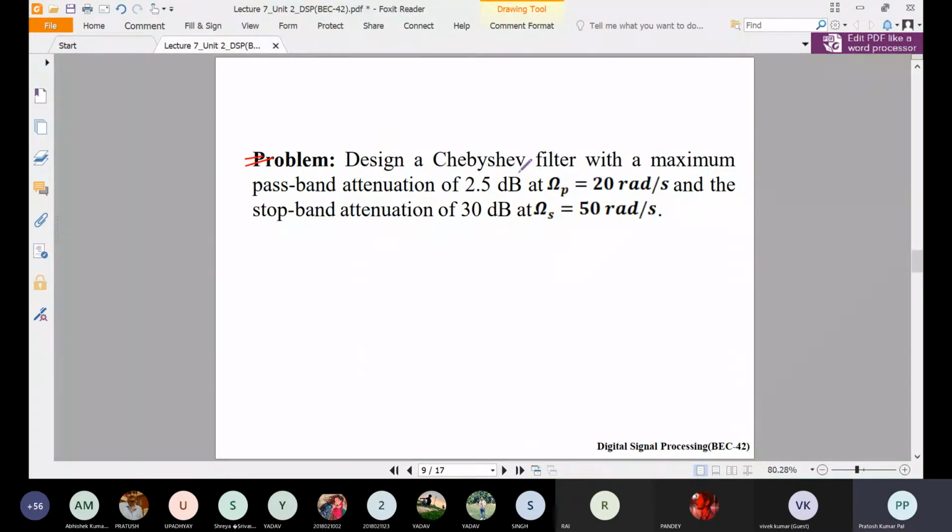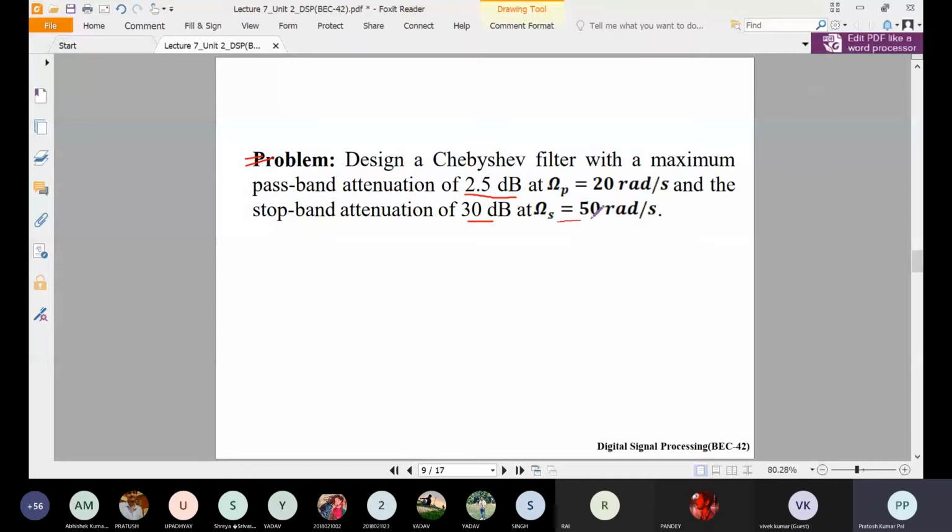So in this Chebyshev polynomial, we need to design a Chebyshev filter where the maximum pass band attenuation is 2.5 dB. So pass band attenuation will be represented by delta 1, and pass band frequency is given this, stop band attenuation is this, and stop band attenuation frequency is given by this. So from there we can get the value of n.